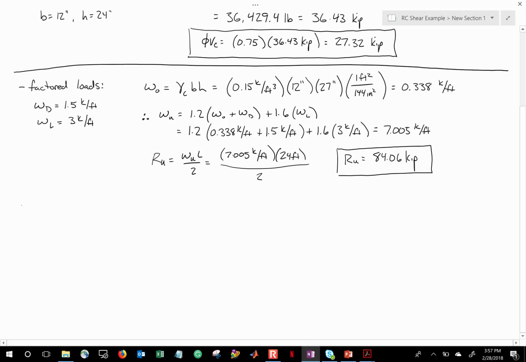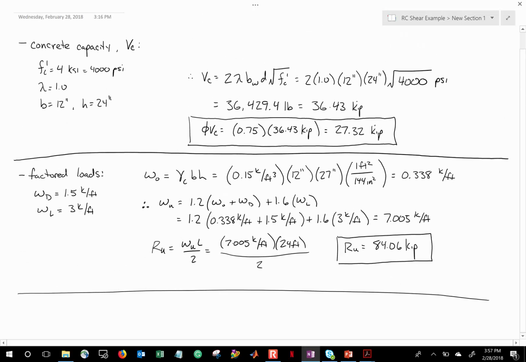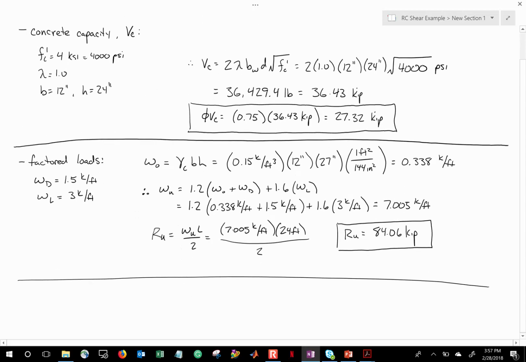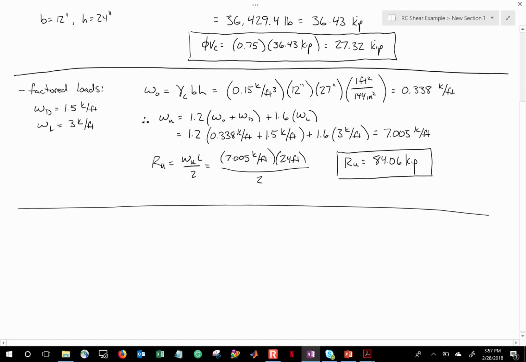So let's just make sure everybody's clear on what we're talking about here. The factored loads, the RU of 84.06 kips, that is the maximum force in shear. That is the maximum load in shear we are applying to the beam. The beam by itself, if we didn't put any stirrups in it at all, the capacity of the beam in shear would only be 27 kips. That's just the shear capacity of the concrete by itself. So the concrete by itself is certainly not strong enough to hold up those loads, hence why we need to include stirrups. So let's look at the capacity in shear of the stirrups.